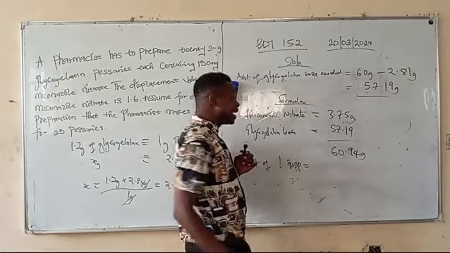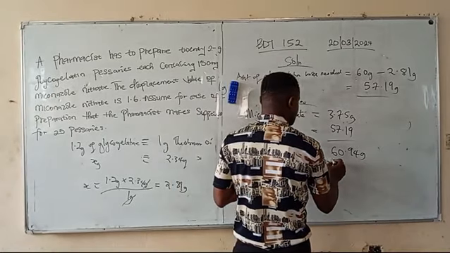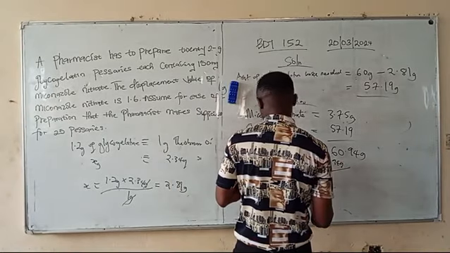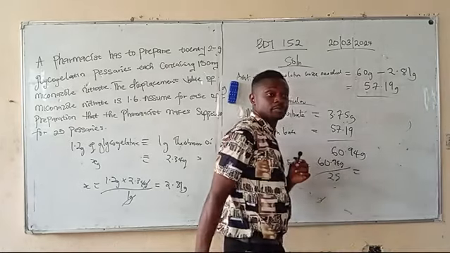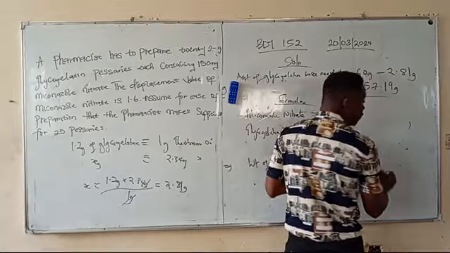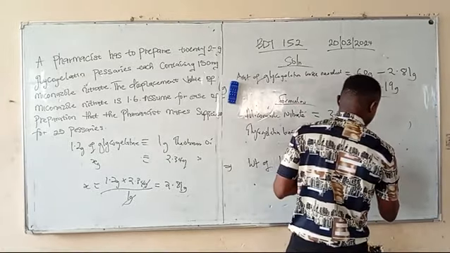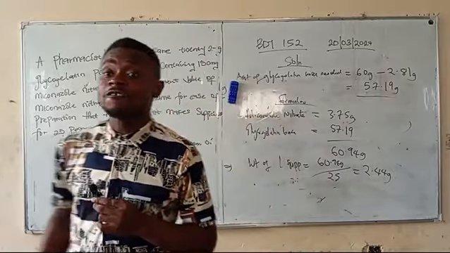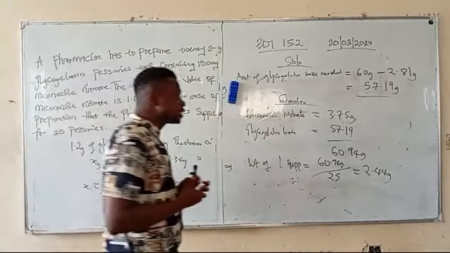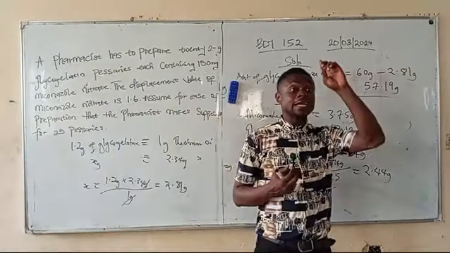Weight of one suppository is now what? 60 point what gram divided by 20. What's the answer? 2.44 gram. This is the weight of one suppository.